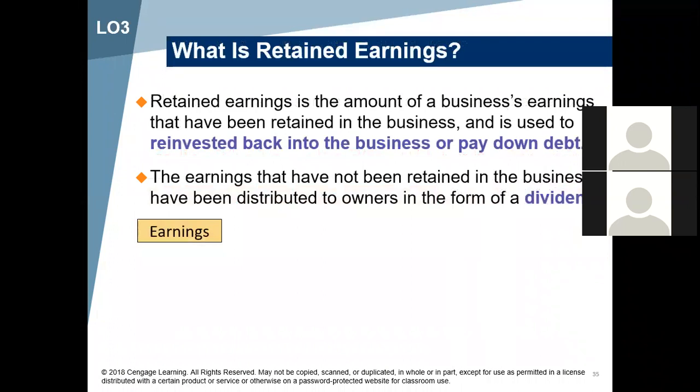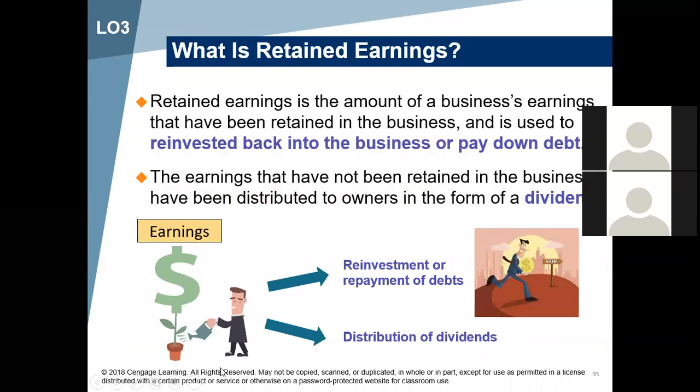Alright. What is retained earnings? Again, retained earnings is the amount of business earnings that have been retained in the business and is used to reinvest back into the business or pay your debt. So accumulation of earnings is your retained earnings. So you accumulate all your net income. And the earnings that have not been retained in the business have been distributed to owners in the form of dividends. So dividends is basically you distribute the profit to all the stockholders. Okay? Then after that, nagpalago ka if you reinvest it in a repayment of debt or you distribute it for dividends. Take note, if you have your own company and you are public, please give dividends to your stockholders. Kasi yung iba, yun din yung habol nila. Okay?